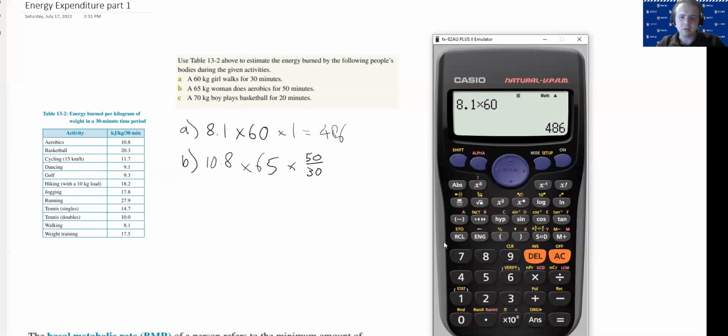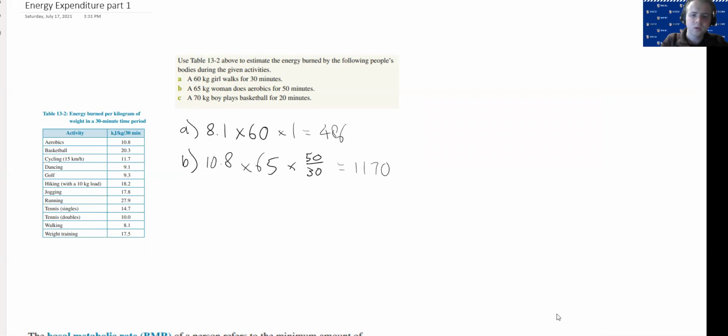So we get our calculator up again, and it's going to be 10.8 times 65 times 50 over 30. And that gives us an answer of 1170. I should say kilojoules as my units. And then for C here, a 70 kilogram boy plays basketball. So you get the idea. Just quickly show you the calculation.